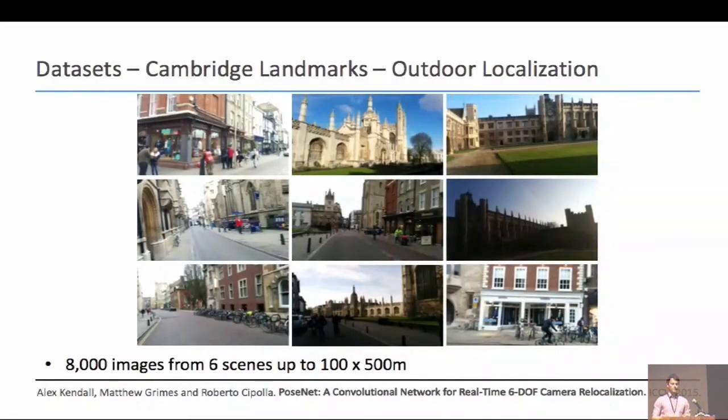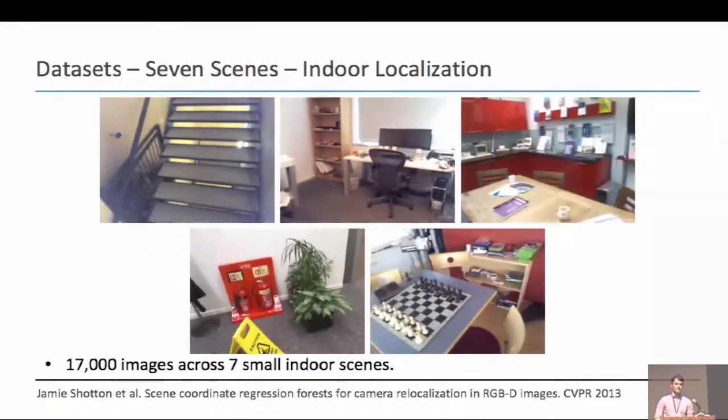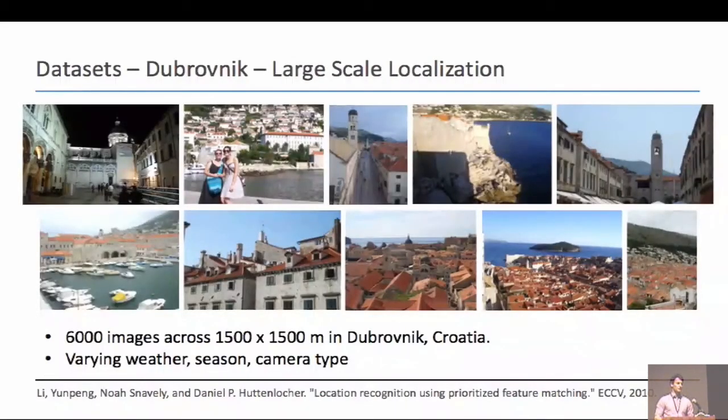So now I'd like to talk about some results. Firstly, just to introduce some data sets. The first data set we're showing results from is the Cambridge Landmarks data set. This has 6 scenes from around Cambridge University with 8,000 images. The scenes vary from a small shop facade to an entire street, so they're small urban scenes. The next data set is the one I discussed earlier with 7 small indoor scenes. And then finally, the Dubrovnik data set, which has been extensively discussed already today. This has 6,000 images from a variety of camera types around a small town.